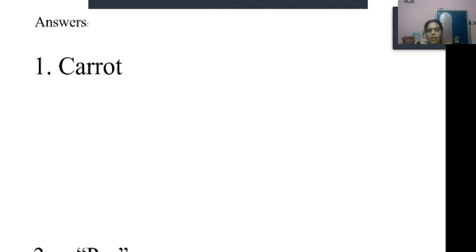Can you see the answers? The first one is car plus rat, carrot. The second one is a P. If you remove these 2 letters also, it will still sound P.